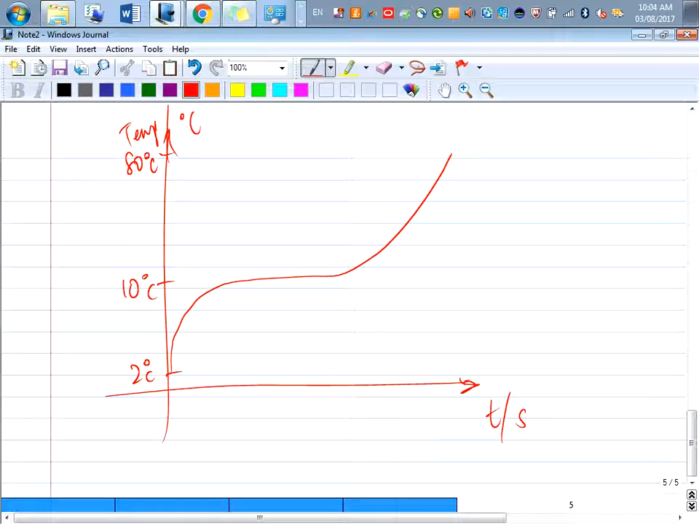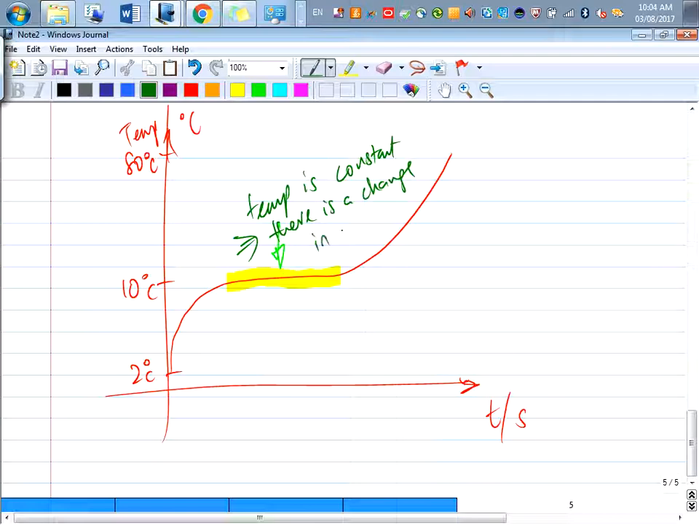How much? 10. Why do you all say it's 10? Because we are looking out for the region where it is constant. We are looking for a region where there is constant temperature even though time is passing. At this part, temperature is constant. Therefore, we know there is a change in state. And because I tell you that this item is being heated up, it is melting, I want the melting point, this has to be it.